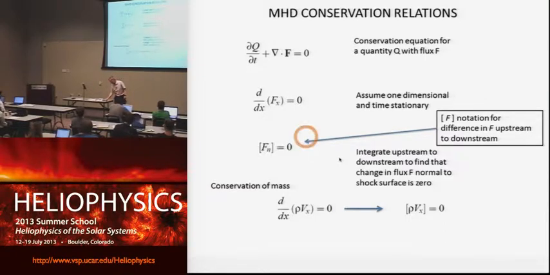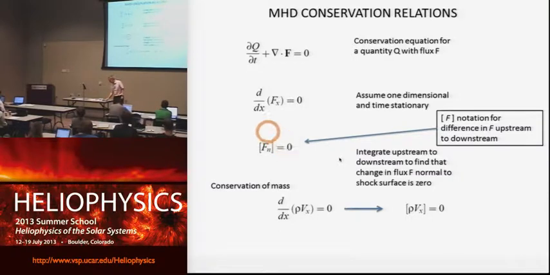And then we end up with a relationship which I've written in a rather strange way. These square brackets are just a shock physics convention. Square bracket means that we're just looking for the difference in the quantity across the shock. So it's the upstream value minus the downstream value.